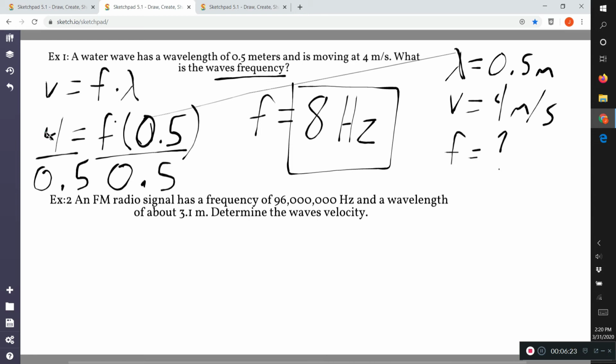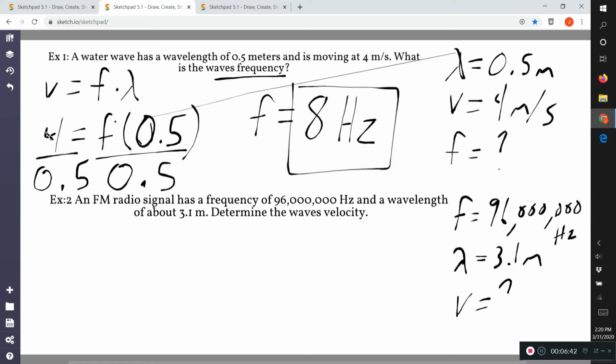So we want to know the wave's velocity. So we know that the frequency is 96 million hertz. And we know that the wavelength, which we call lambda, is 3.1 meters. What we're looking for is the velocity.